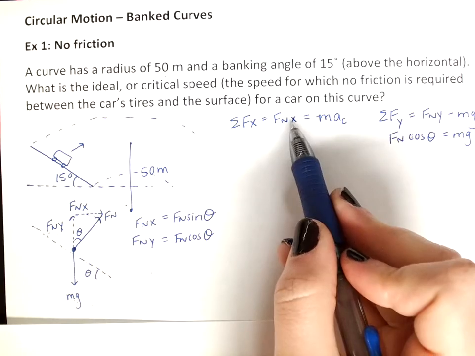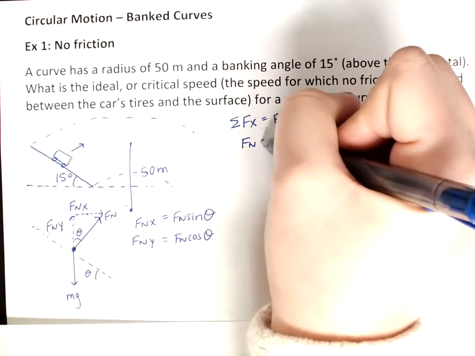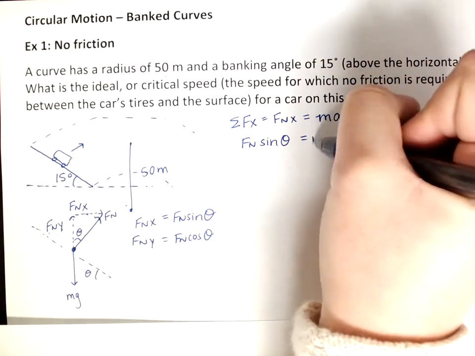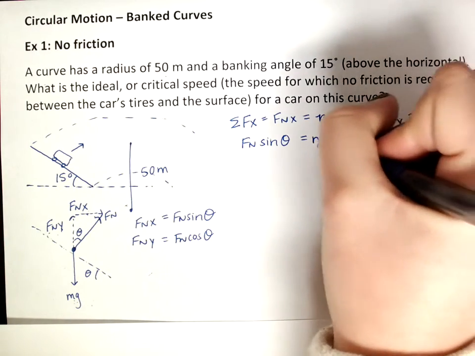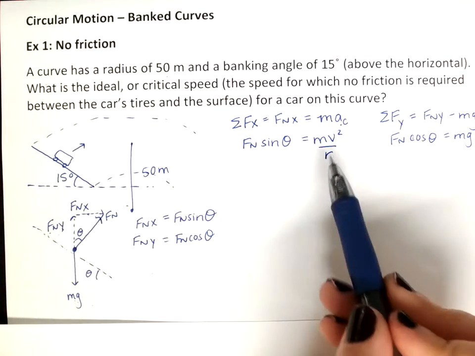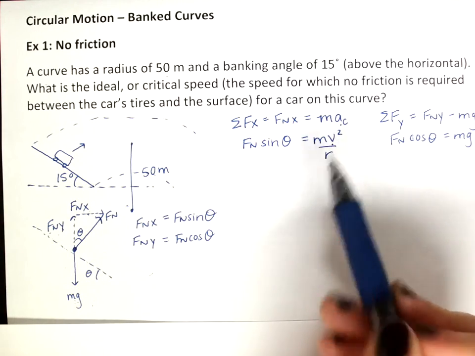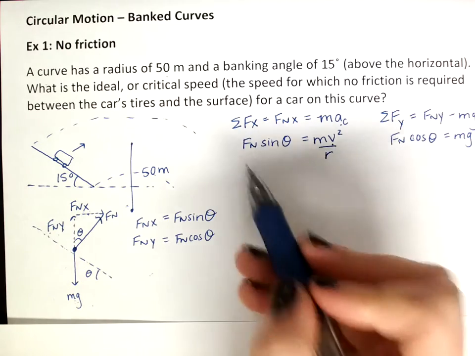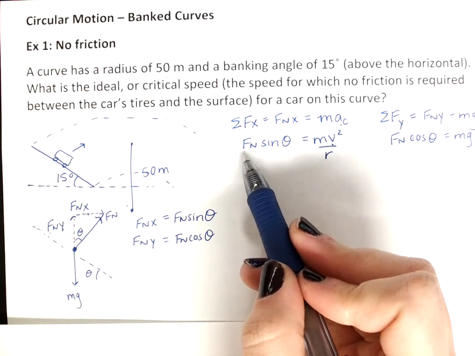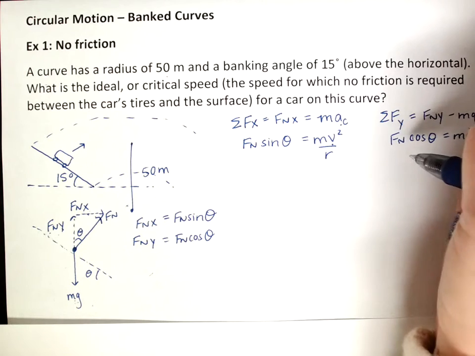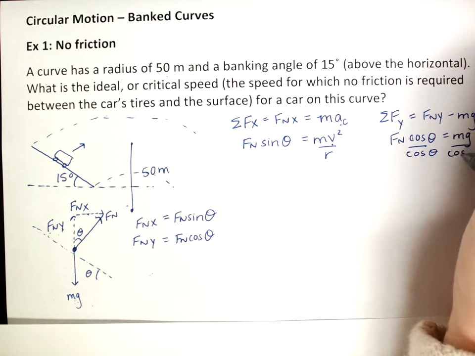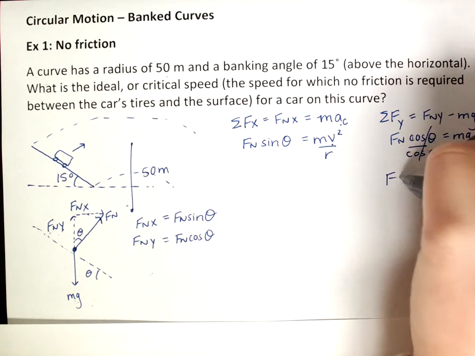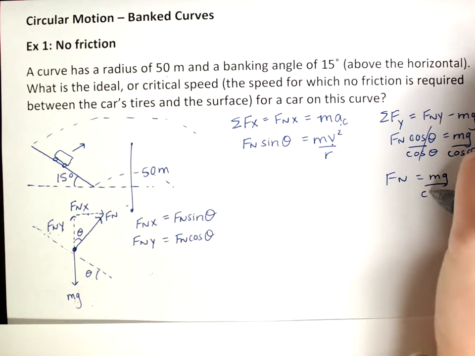F_N x is equal to F_N sine theta, which equals m times the centripetal acceleration, which once again is v squared over r. We are looking for this velocity right here. We don't know the normal force in this case, so we're going to isolate F_N in the y equation. Let's divide by cosine theta on both sides. You get F_N equals mg over cosine theta.